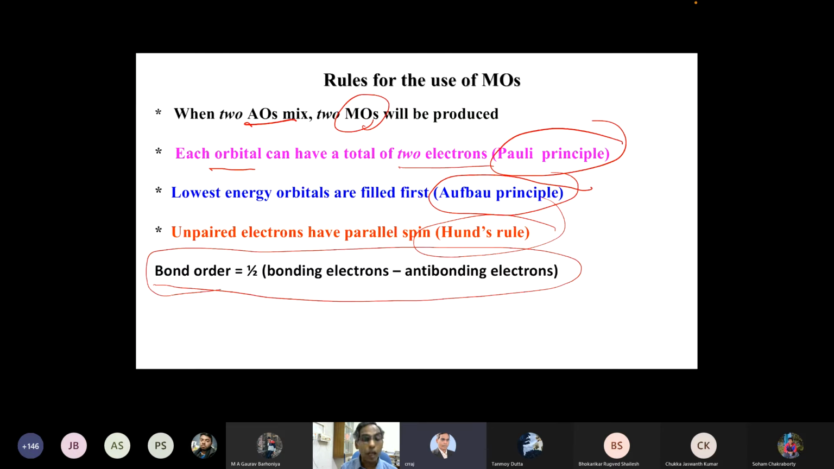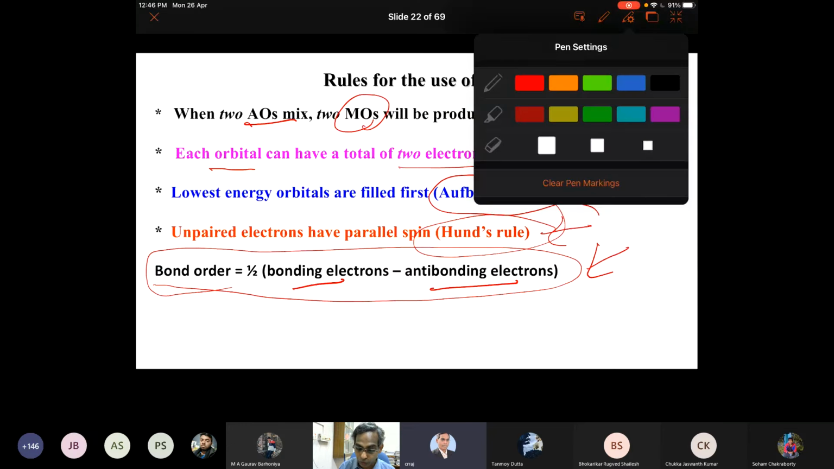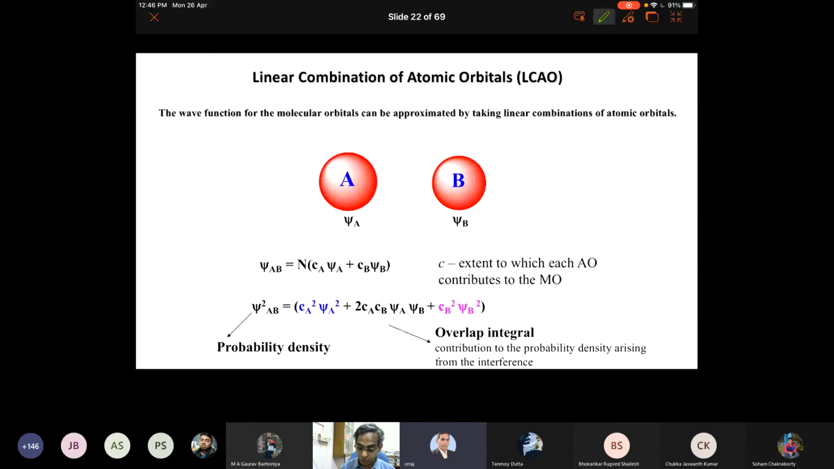That is bond order. I will give you an example. Don't say that sir has not explained this. Bond order is bonding electrons minus antibonding electrons divided by 2. I hope you are very familiar with this one. Again, I will bring some specific example, and at that time I will ask you to calculate. So two atomic orbitals give you two MOs, keep that in mind. And then the Pauli exclusion principle, Aufbau principle, and Hund's rule, that you need to remember.